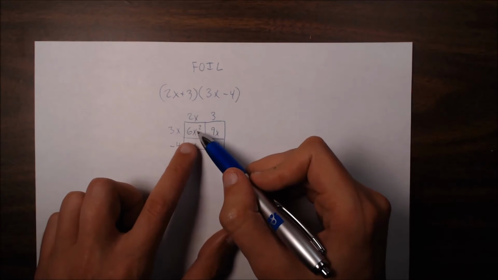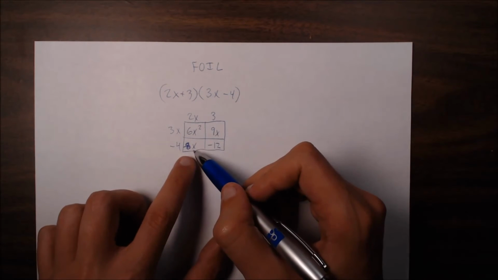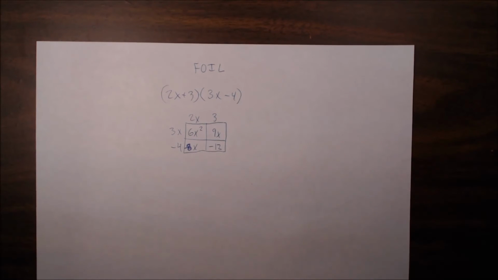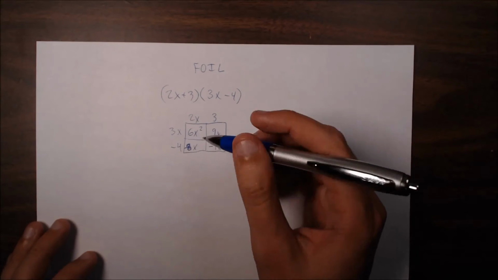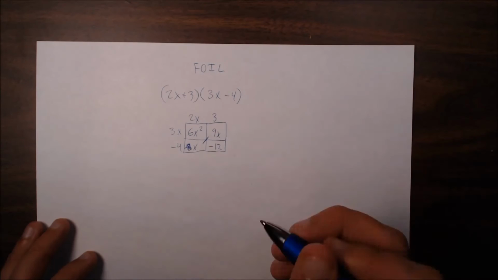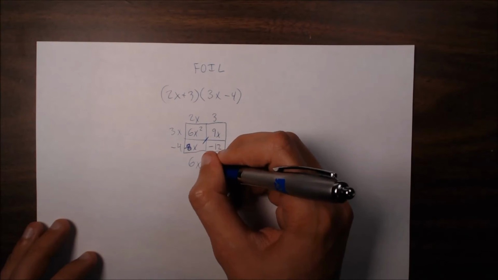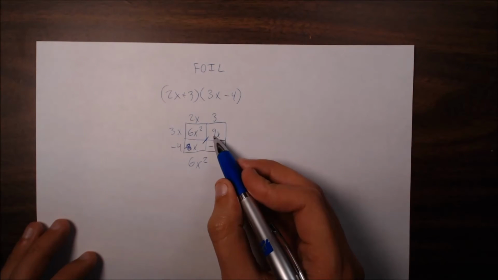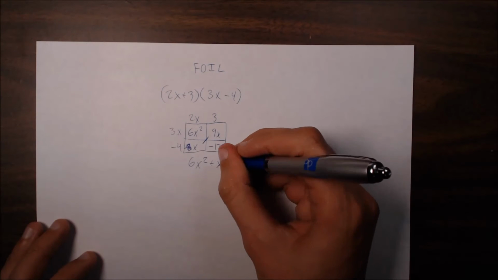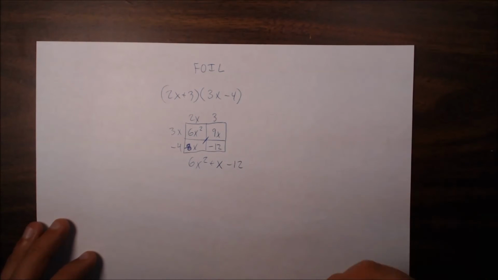Let's check. 6x squared, 9x, negative 8x, negative 12. Okay, so now we just need to combine the like terms. And as I look here, I see that those two terms need to be combined. So I'm going to say 6x squared, negative 8 and 9 make positive 1x, minus 12.